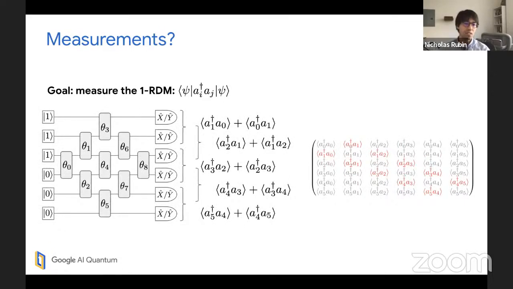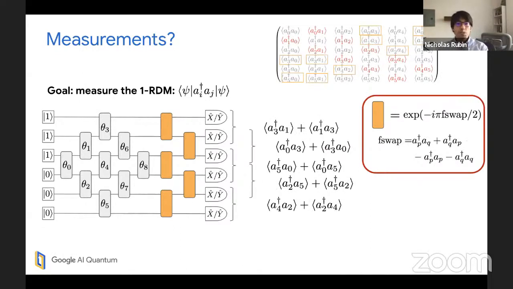So let's say I have my circuit, and this is a 6-qubit version of the experiment. And I measure all nearest neighbor pairs in the X and Y basis, so I measure all qubits in X and then all qubits in Y. And you can see with a short calculation that what you get is the sum of all one-off-diagonal 1 RDM elements. I highlighted those elements in red on the matrix on the right.